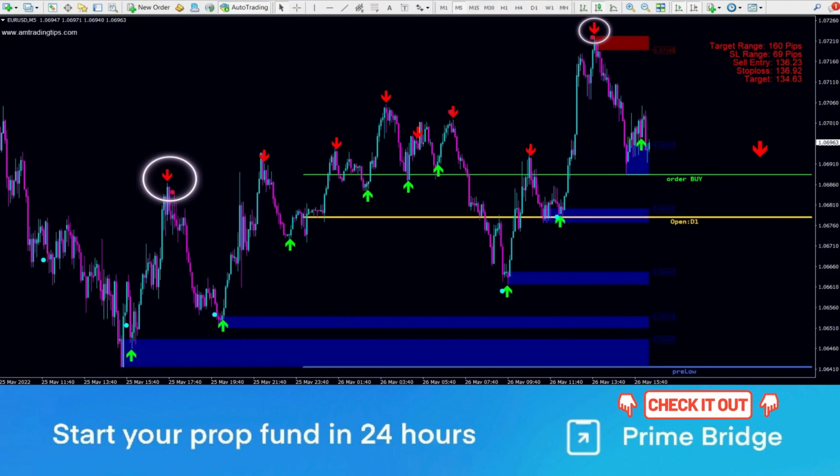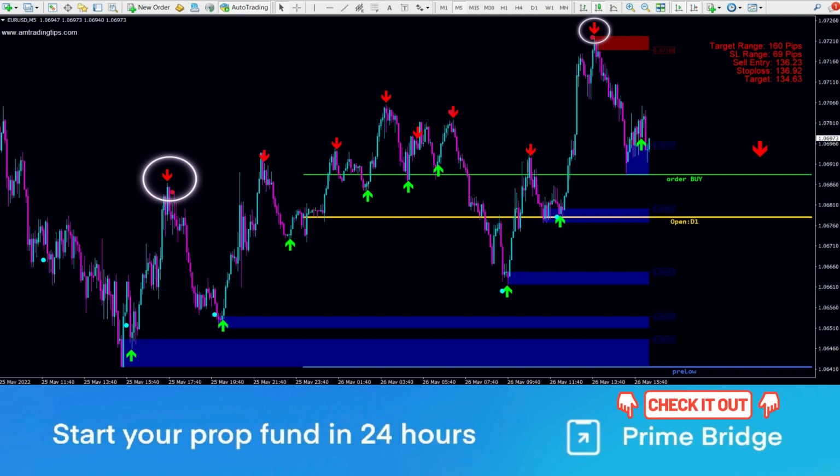Similarly, when a red dot appears near the resistance level on the chart and an arrow appears after the red dot, then it will be a perfect sell entry point. Stop loss should be placed at the last swing high point. Take profit will be the next support level.